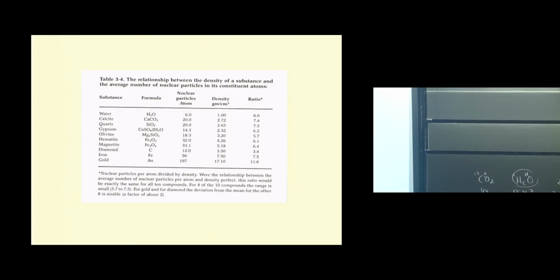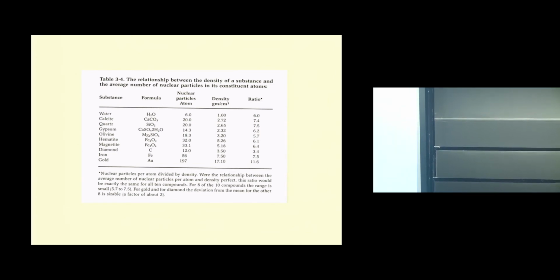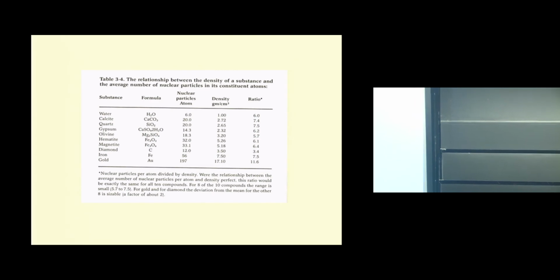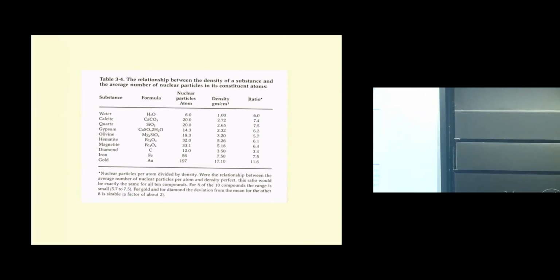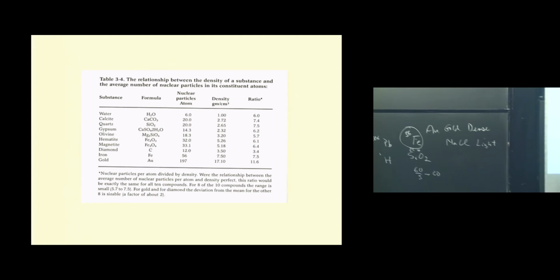So here's a list of a bunch of interesting molecules or metals, and here are the nuclear particles per atom. You see gold is 197, and its density is 17. And the halide, I think, has a density of about 2, so the gold's 8 times as dense. You can see that as the number of nuclear particles per atom goes up, the density goes up. It's not perfect, but it's pretty good.